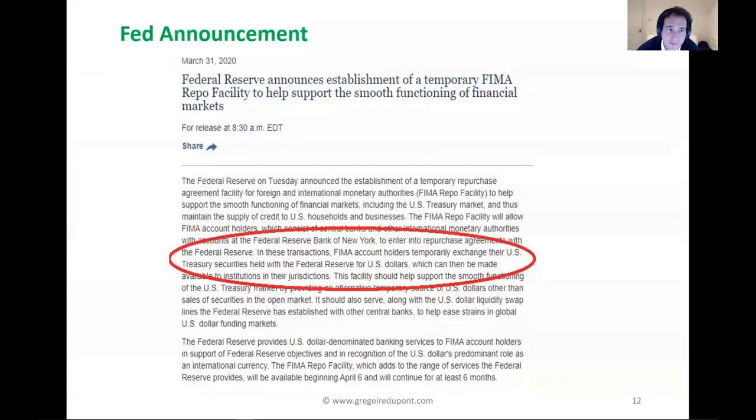Similar to last week, and as we discussed at the start of this call, regarding the Fed announcements, I strongly advise you to put your name on their email listings. So this week they made two very important announcements. The first one was on the 31st, where the Fed announced that banks could exchange their US treasuries for US dollars.